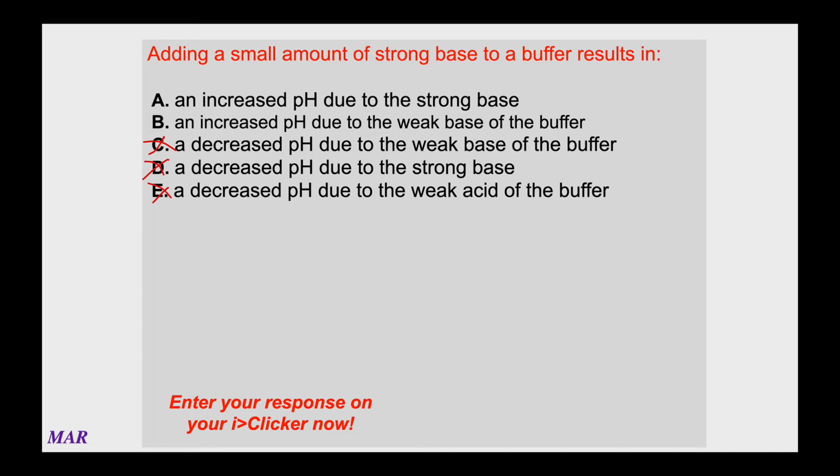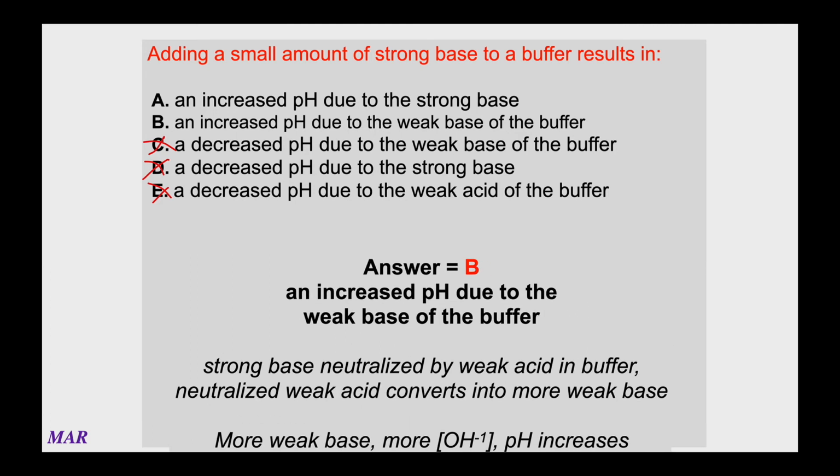So C, D, and E, whatever they are, are just silly, okay? So it's going to be A or B. pH is going to go up. So let's look a little more carefully now at A and B. You're going to have an increased pH due to the strong base, A, or B, an increased pH due to the weak base of the buffer. Okay, I would definitely argue that answer B is the correct answer.